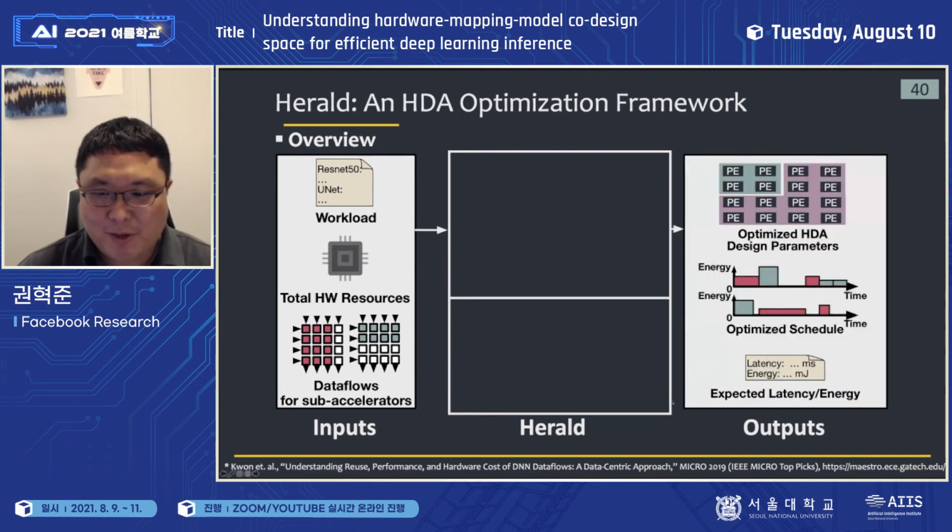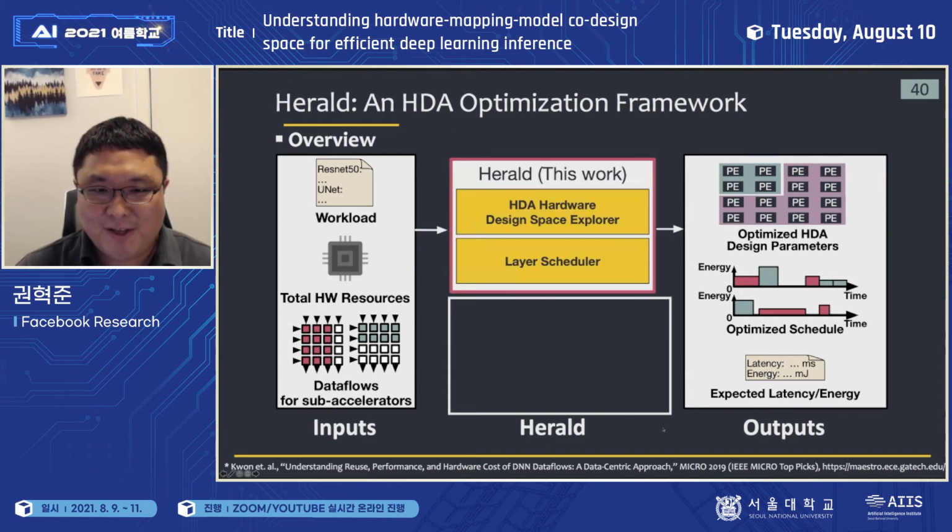So using those inputs, Herald generates the optimized HDA design parameters, such as the partitioning across the sub-accelerators. And it also optimizes the execution schedule, considering all the dependencies and the global resource occupancy and so on. And it gives us the expected overall latency and energy.